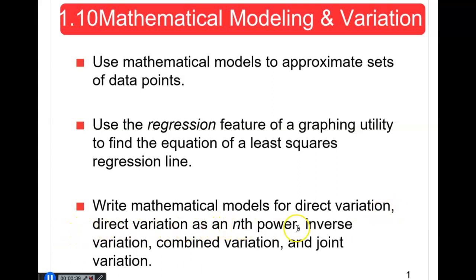as an nth power, inverse variation, combined variation, and joint variation.